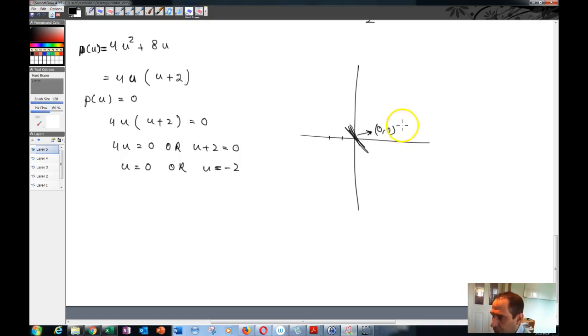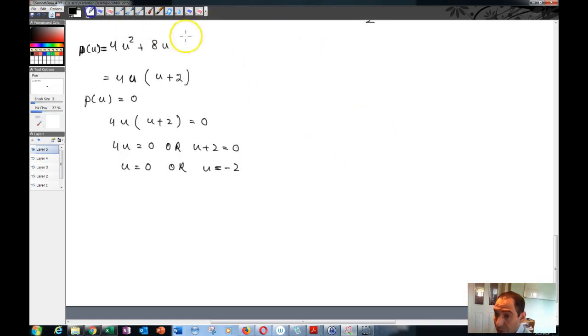So now that we know what our zeros are, we can go and check for those relationships. So I know that alpha plus beta is equal to minus b by a. So then alpha plus beta would be 0 plus negative 2, which is equal to negative 2, which is equal to negative b by a, so negative 8 by 4.